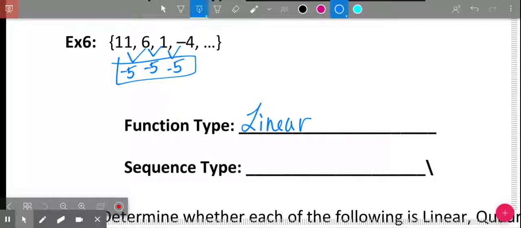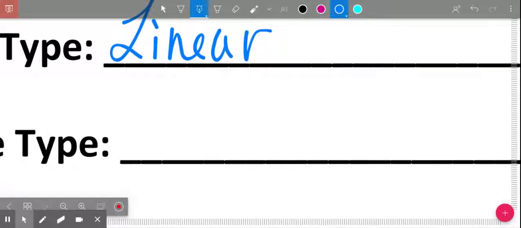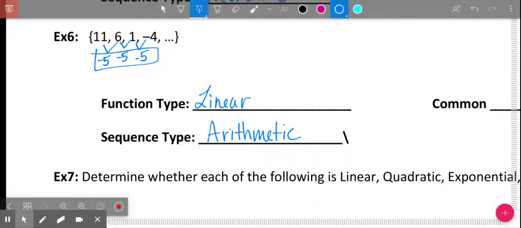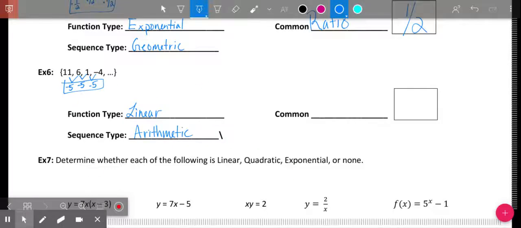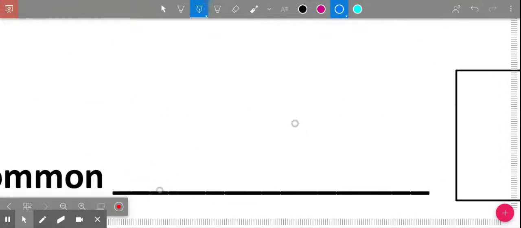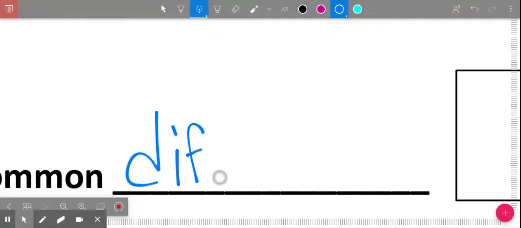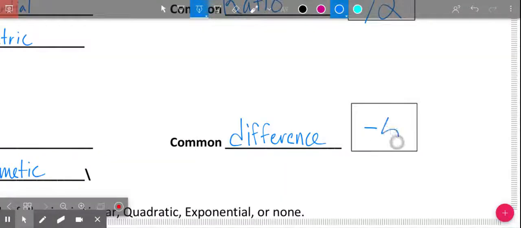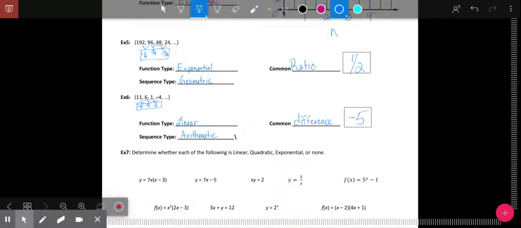But this isn't a function, we're talking about the sequence type. So the sequence type that goes with linear is arithmetic. Now, since it is arithmetic, we're subtracting. That means we're going to have a common difference. And our common difference is we're subtracting 5, so -5.